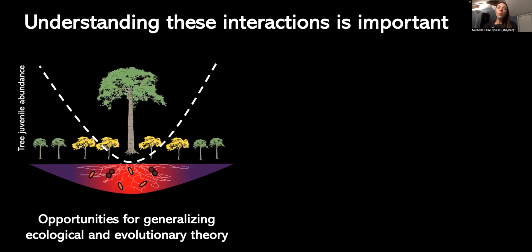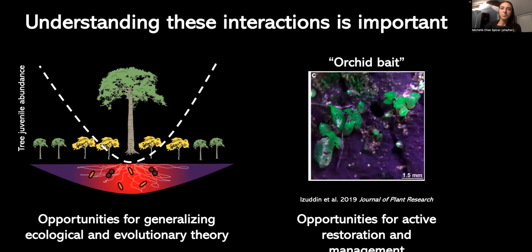So, taking a step back, why do we even care about these plants that are up in the canopy? Well, understanding these interactions can be really important both for ecological and evolutionary theory because we can expand some of those theories that are based in ground-rooted plants and then see if they're general to all plants or if that's a rooted-specific theory. So it's really generalizing these theories into a new plant group.